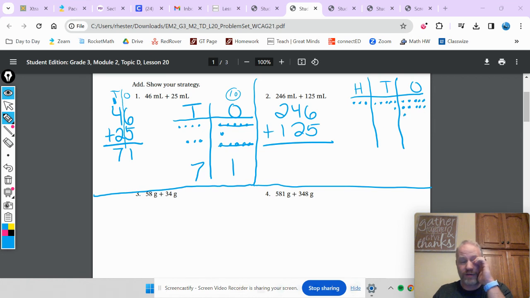Now you'll notice that I just added it all in at the same time. I just have groups of 5. So that makes it easier for me to carry over. So I have 2 groups of 5, which is 10. So that means I crossed them out and I brought it over here.